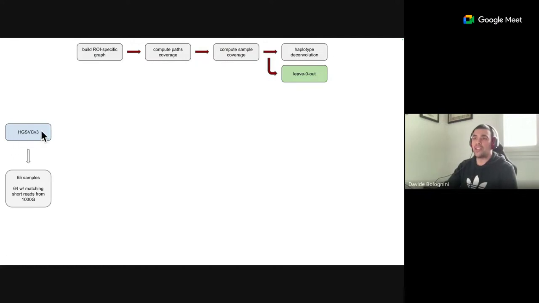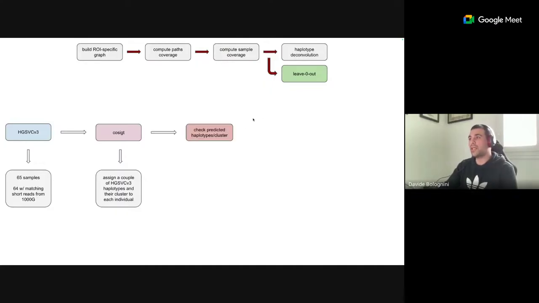So we have HGSVC version 3, for instance, 65 samples. From these 65 samples, we have 64 matching short reads that are coming from 1000 Genomes. So we take a sample that has been sequenced, we genotype it with respect to the graph, and we assign both the couple of haplotypes and the structural cluster to each individual, right? And then how do we check if our predictions are correct? We ask basically two questions.